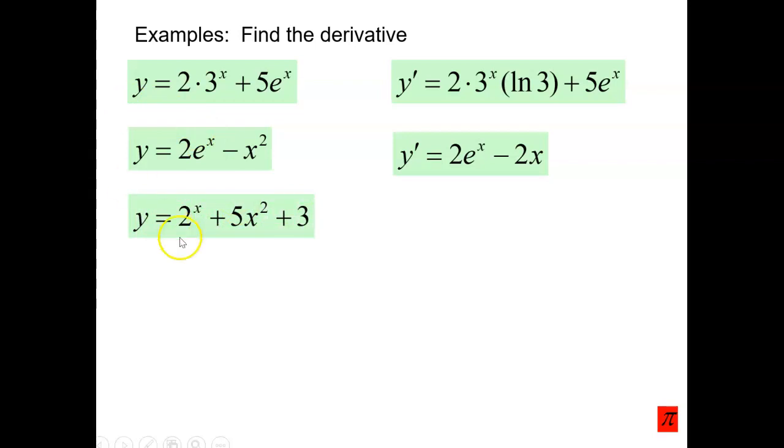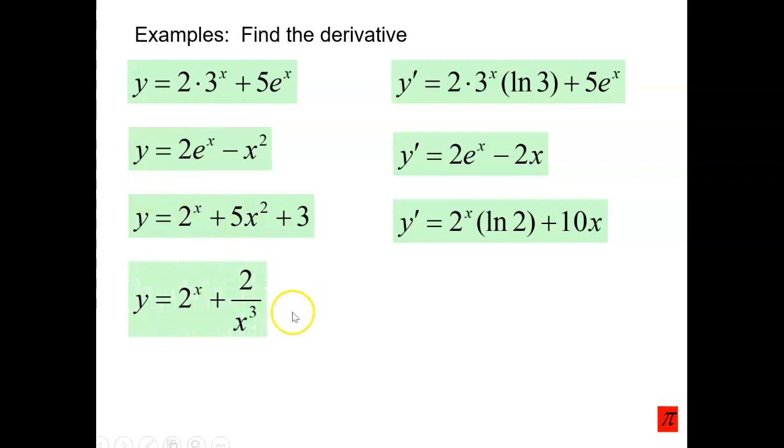Here's another one. Again, term by term, the derivative of the first term. This is an exponential function. The rule says it is itself times the natural log of its base. This is using the sum rule, and then the constant multiple rule with the power rule. That ends up being 10x. And then the sum rule, and then the constant rule. A number by itself with no function is equal to 0. So we get 2 to the x, natural log of 2, plus 10x.